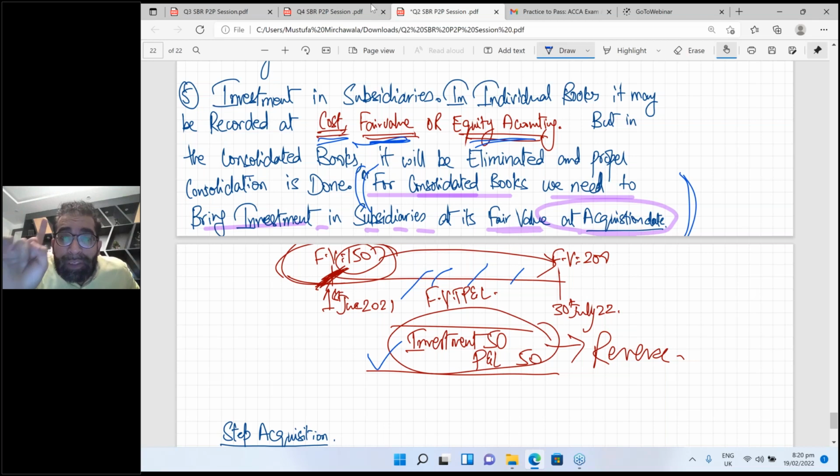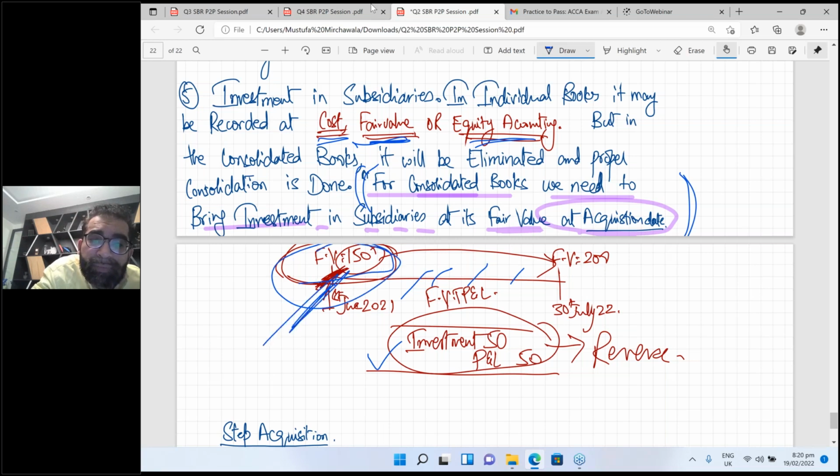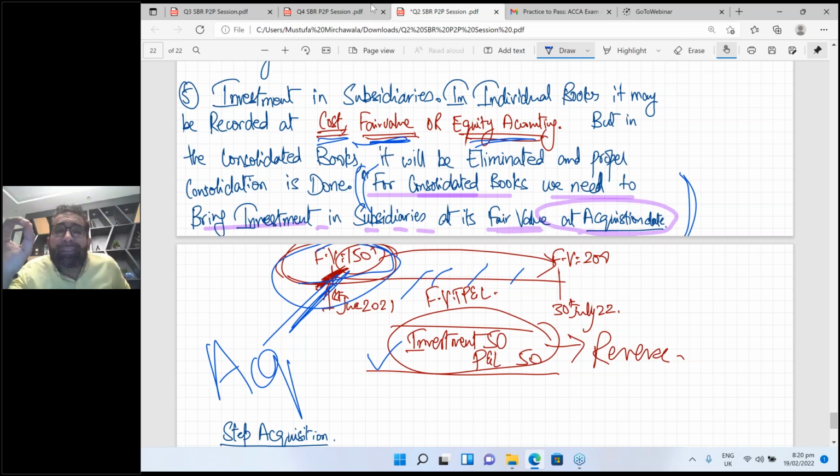the first thing you should do is to bring the investment to this value. This date is the acquisition date. So you must bring the investment in the subsidiary to fair value at acquisition date. And how will you bring it to fair value at acquisition date? By reversing this entry. Then only you can do consolidation. So this is the requirement.